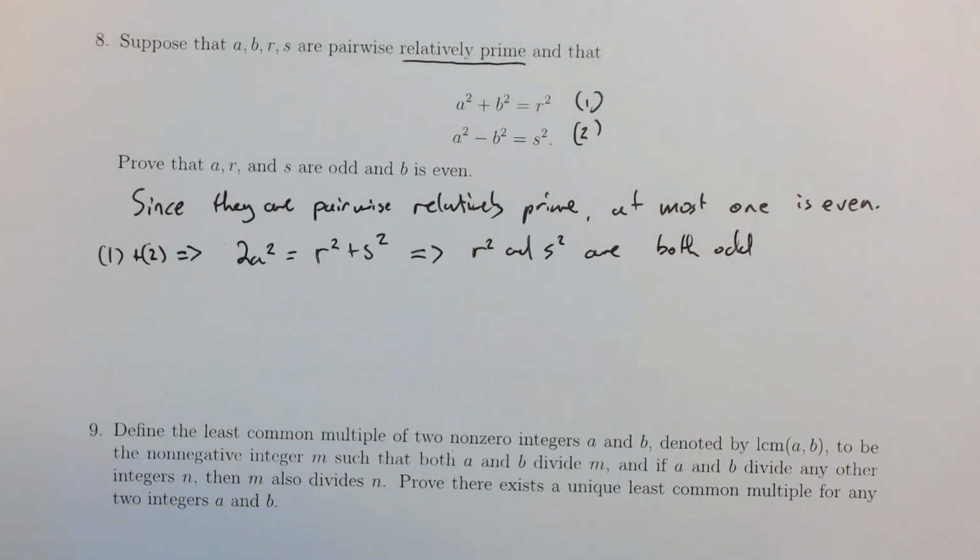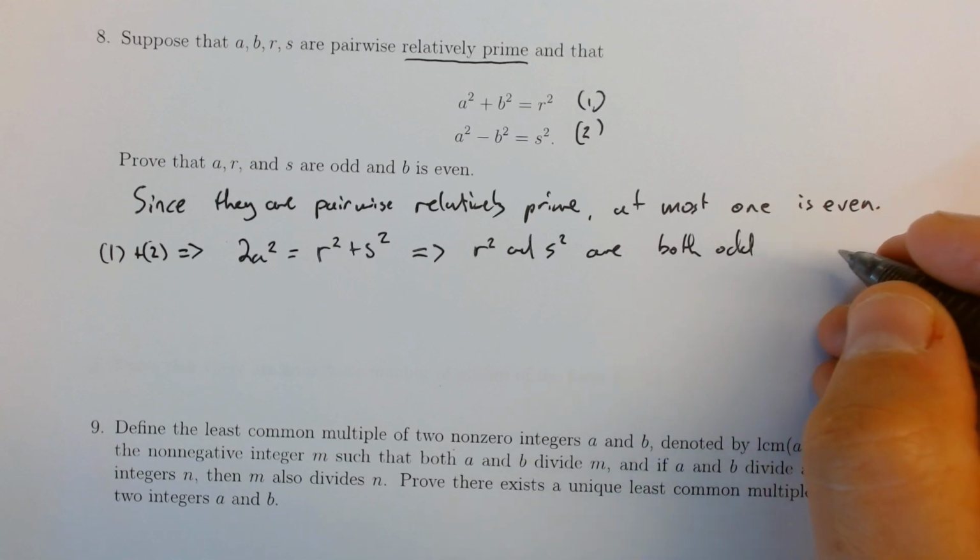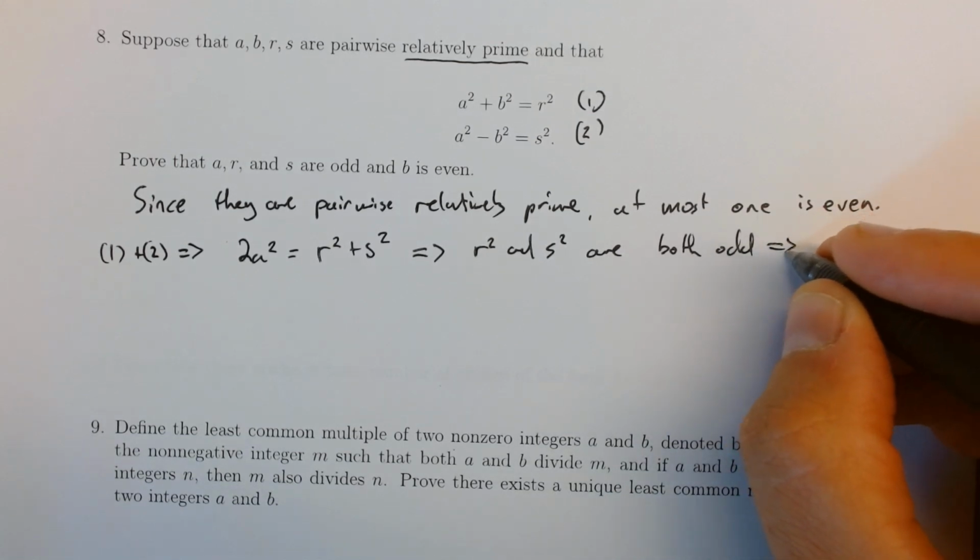And of course, squaring an odd number is odd, squaring an even number is even, so it doesn't change the parity. So that means r and s are both odd.